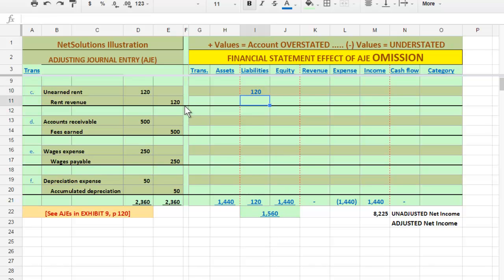If the credit to rent revenue was not shown, rent revenue would not have enough credits in the account, and so rent revenue would be understated by $120.